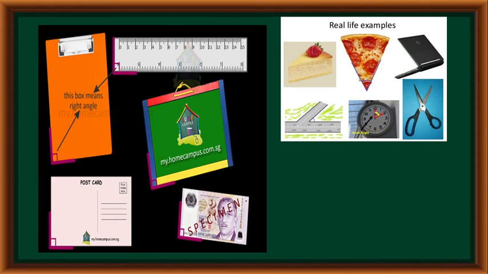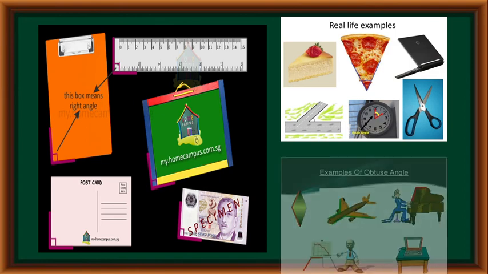Next, real life examples natin, kagaya halimbawa sa pizza. One slice of pizza is less than 90 degrees. Okay? Tingnan niyo yung hands of the clock, less than 90 degrees. The scissor is less than 90 degrees. So, if it forms a perpendicular line that is 90 degrees. If the opening is narrow, it is less than 90 degrees, or that is an acute angle.